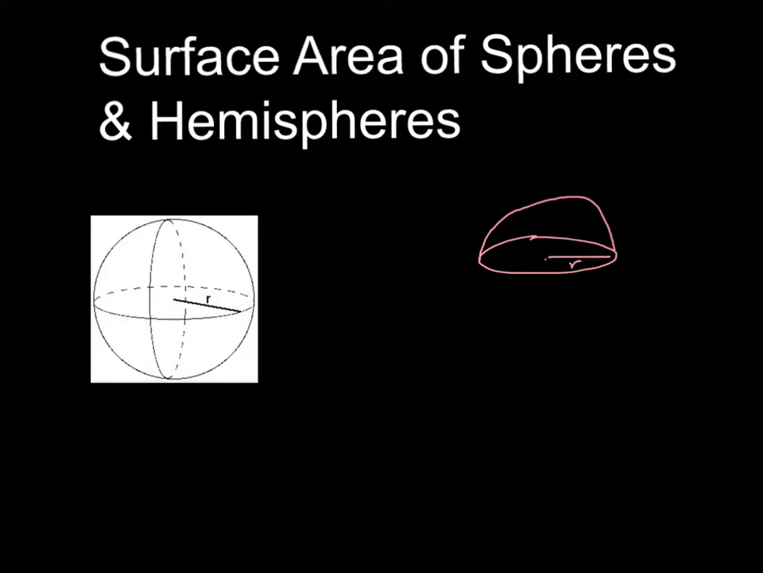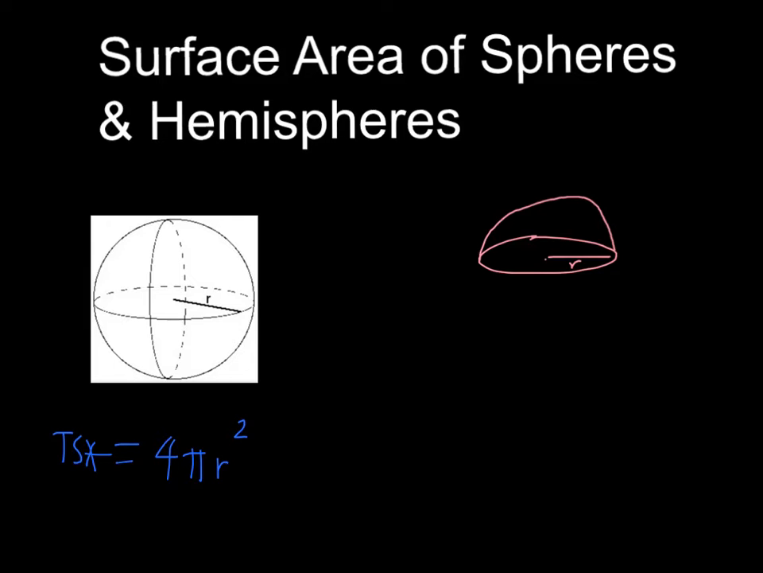Looking at the surface area of spheres and hemispheres, let's first look at the surface area of a sphere. So think about a basketball, a tennis ball. It is that part that you touch, you can pick up, that surface area. The formula for the total surface area of a sphere is equal to 4 pi r squared.